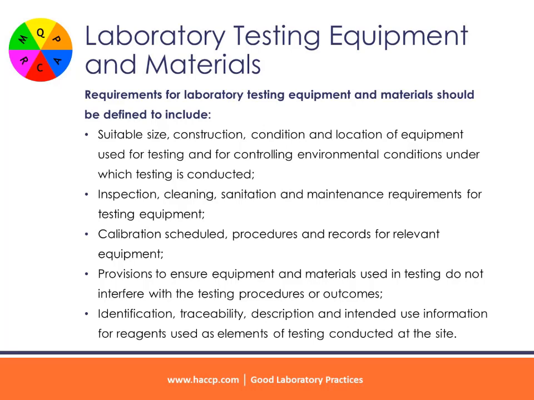Requirements for laboratory testing equipment and materials should be defined to include suitable size, construction, condition and location of equipment used for testing and for controlling environmental conditions under which testing is conducted. Inspection, cleaning, sanitation and maintenance requirements for testing equipment. Calibration schedules, procedures and records for relevant equipment. Provisions to ensure equipment and materials used in testing do not interfere with the testing procedures or outcomes. Identification, traceability, description and intended use information for reagents used as elements of testing conducted at the site.